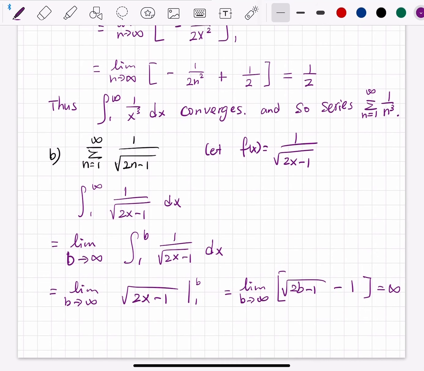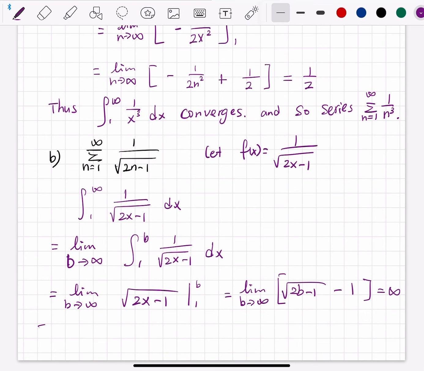That means the integral from 1 to infinity of 1 over square root of 2x minus 1 dx diverges. And so the series diverges too.